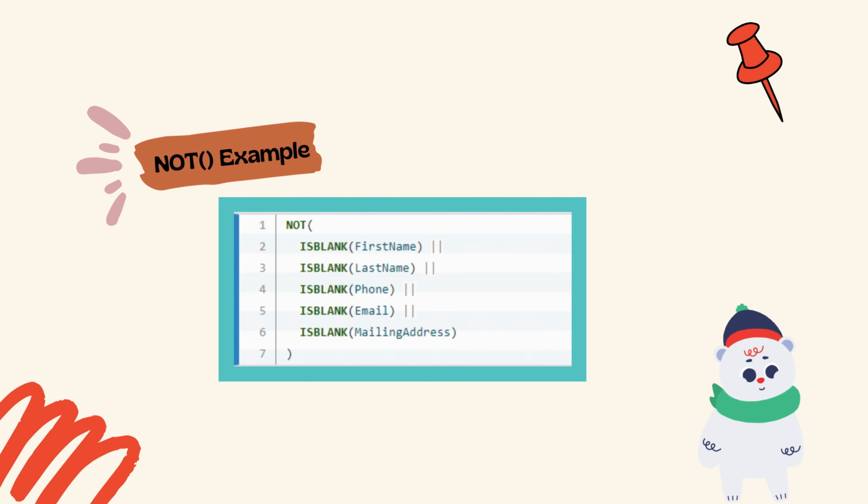Now, the not function is straightforward. It flips true to false and vice versa. A practical use case could be indicating if essential information is missing from a contacts page using the isBlank function.